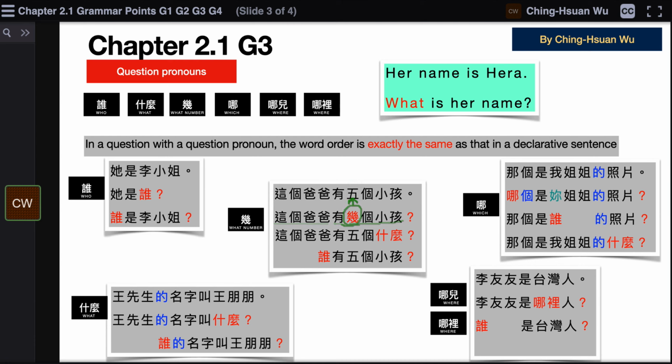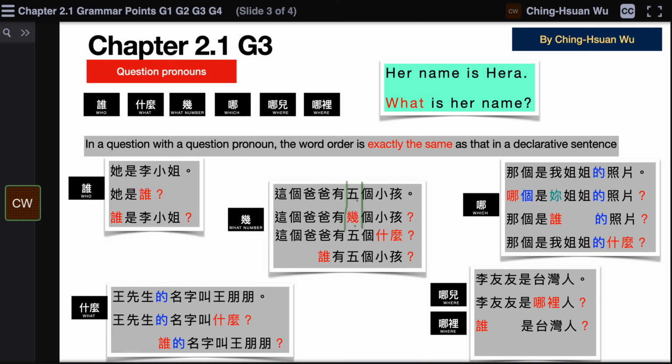As you can see here, the word order is the same. 这个爸爸有5个小孩. 几个小孩? In English, you have to place "how many" at the beginning of the sentence, but in Chinese, again, it stays in the same place. 几, the question pronoun, simply replaces the number 5.